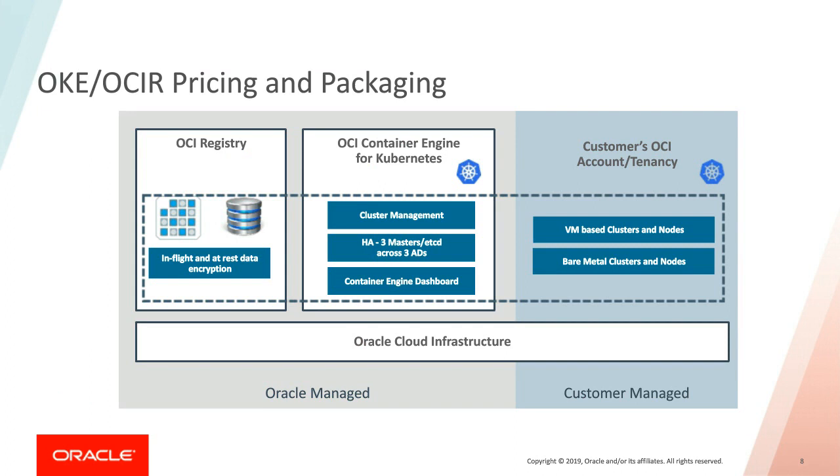So let's talk about OKE and OCIR pricing and packaging options. The gray shaded area on your left side signifies the functions that Oracle manages for our users, including an integrated registry and image storage, the container engine, and managed Kubernetes. Oracle will manage the etcd and master nodes of the Kubernetes instance, for example, in a highly available setup for the customer. Upgrades to newer versions of Kubernetes will also be supported in the Container Engine dashboard within the OCI console. Customers will manage the cluster or worker nodes that are set up by the managed service for the instance in their own OCI tenancy and account. That's the shaded area on your right side.